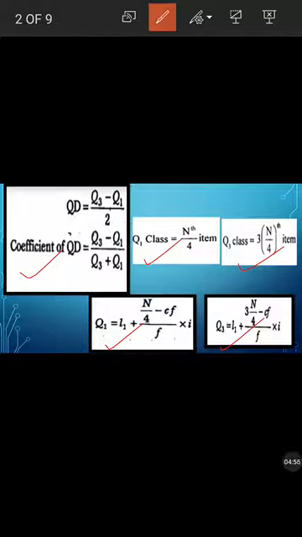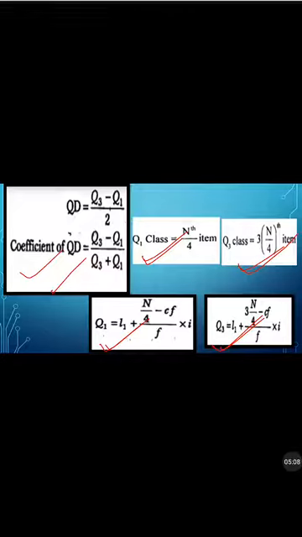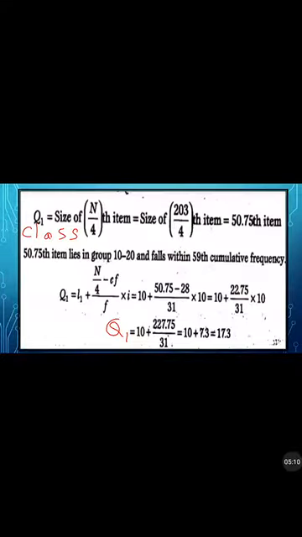Okay, so first we are going to calculate Q1 class, then Q1, then second is Q3 class, then Q3. Finally, we are going to move on to this main formula. Okay, now let me move on to the calculation of the formula.